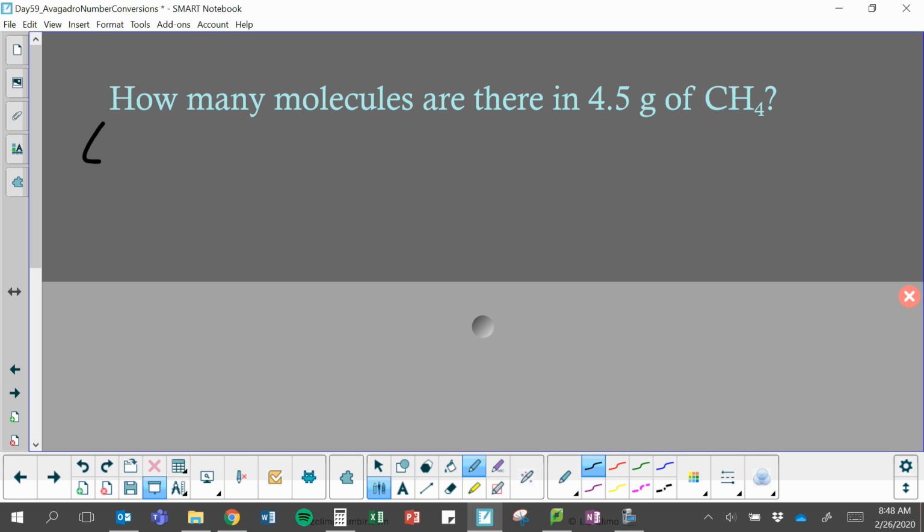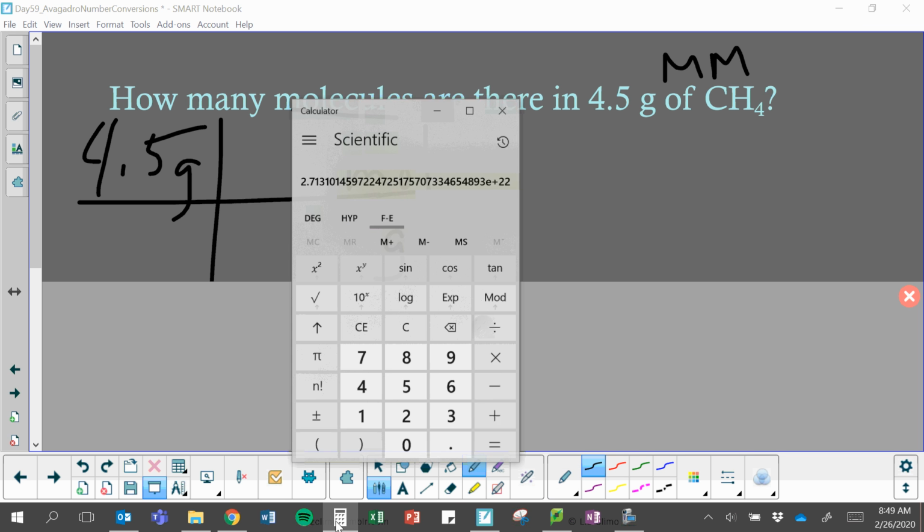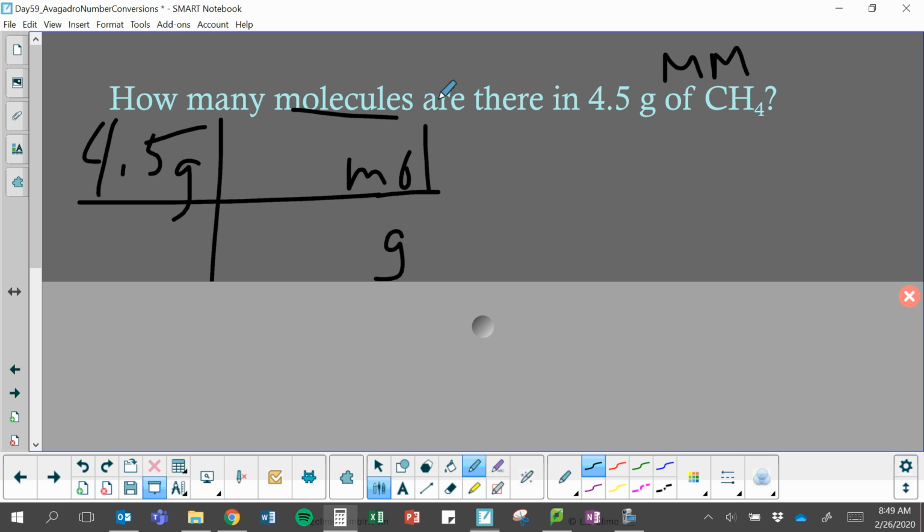Okay, in this one, we're starting with 4.5 grams. First, we need to convert our grams into moles because we're going to eventually get to molecules. To do that, we need the molar mass of CH4, which is going to be 12.01 plus 4 times our mass of hydrogen. So it's 16.05 grams per mole. This number goes with our grams per 1 mole.